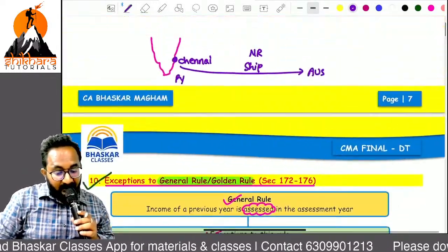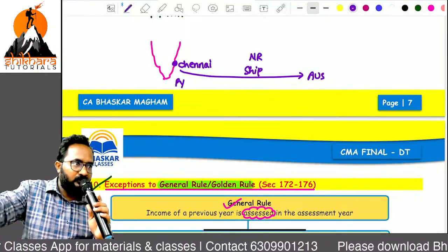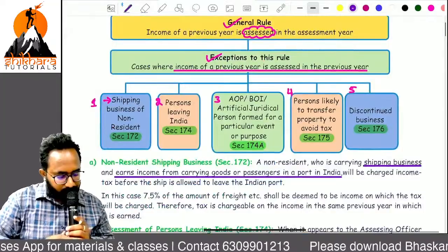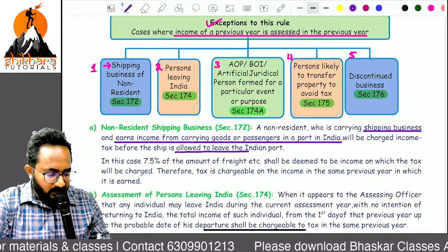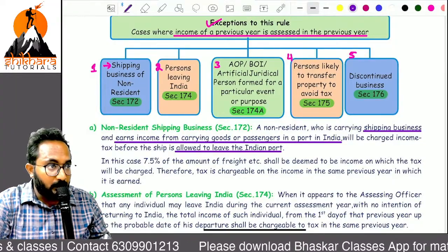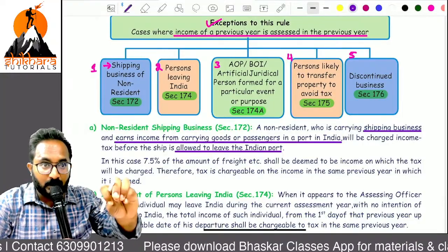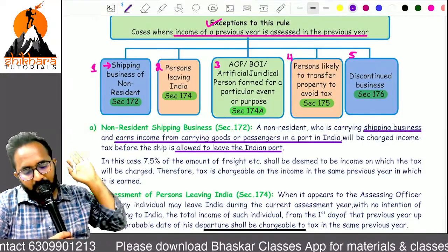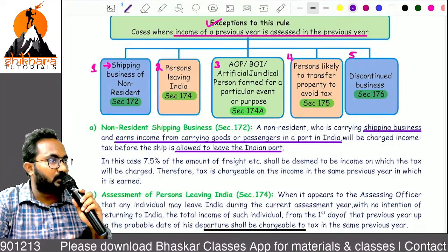So he's starting from India, which means he is earning some amount from India. On that he has to pay the tax, but that will be taxed in that year, the year he is allowed to leave from the Indian port. Means at the time of departure itself you are required to pay the tax.